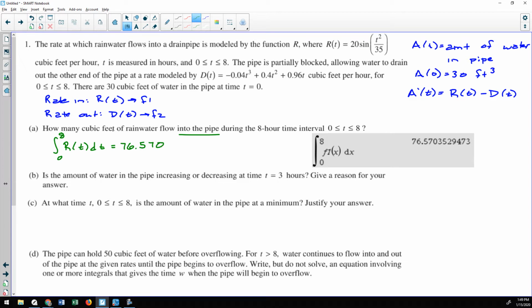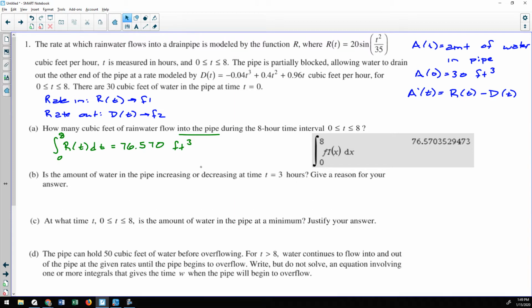It does ask how many cubic feet, so go ahead and include units. This would be measured in cubic feet. And there's our answer for part A. Number B asks: is the amount of water in the pipe increasing or decreasing? And there are two ways to answer this one.